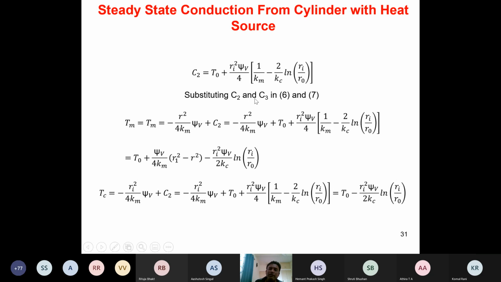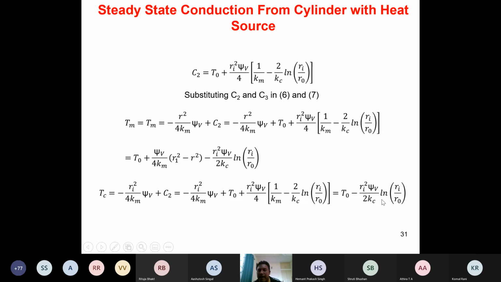And similarly, if I put C2 in TC expression, what I get is this. So TC is given as Ri square by 4 Km psi V plus C2, and this C2 is replaced by this. If I put this, ultimately what we get is T naught minus Ri square psi V divided by 2 Kc ln Ri by R naught. Again, here one thing to note down is this temperature distribution in the insulation is valid only for R greater than Ri.